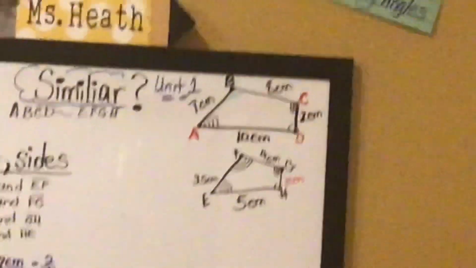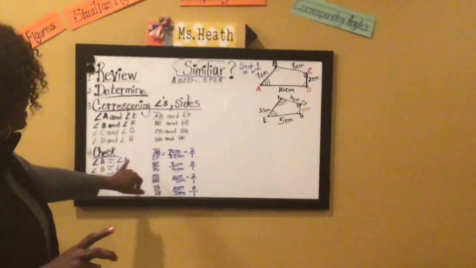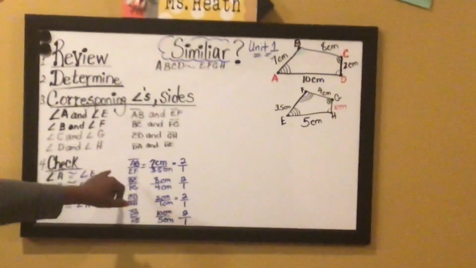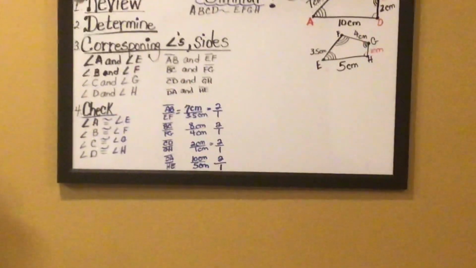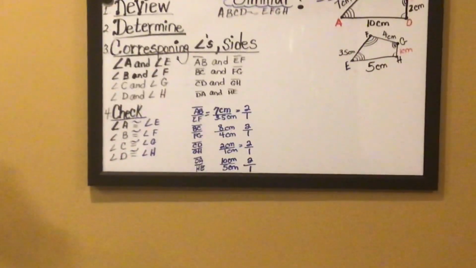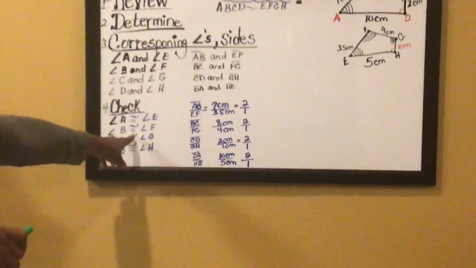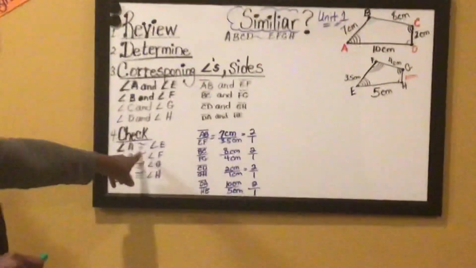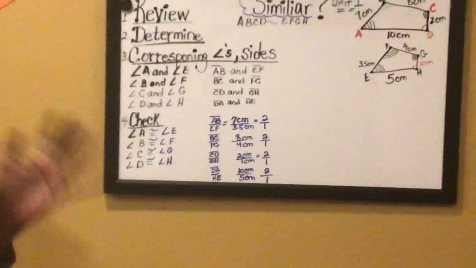So we can say that angle B is congruent, and this right here means congruent. So we can say that angle what? Angle B is congruent to angle F. That's the congruent symbol, you guys. Angle B is congruent to angle F. I hope everybody understands that. I hope I'm not going too fast.